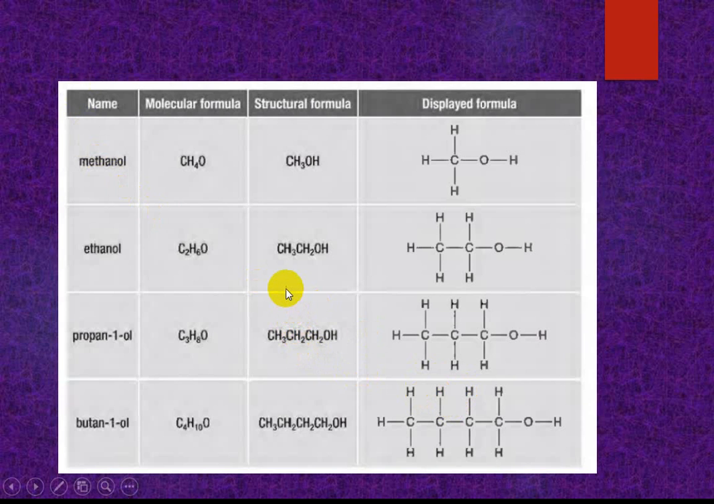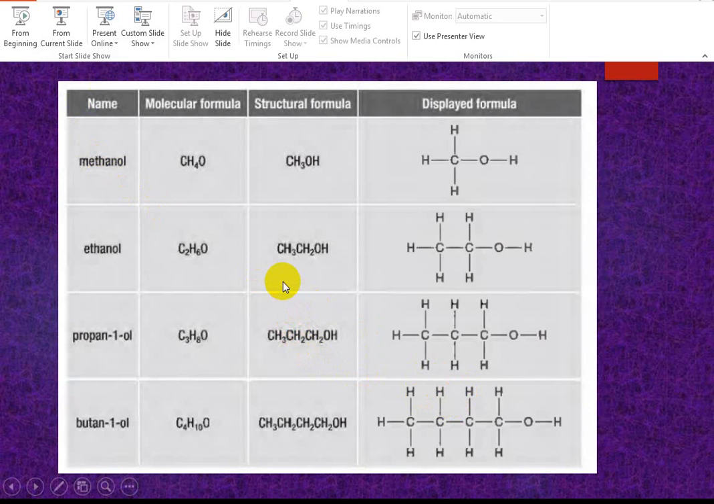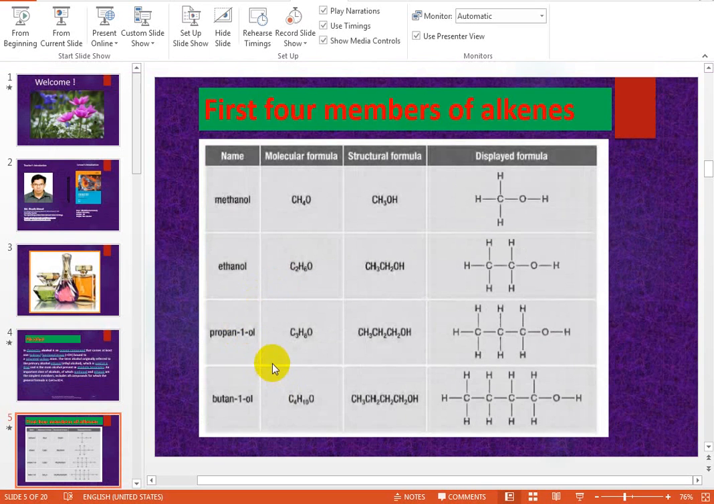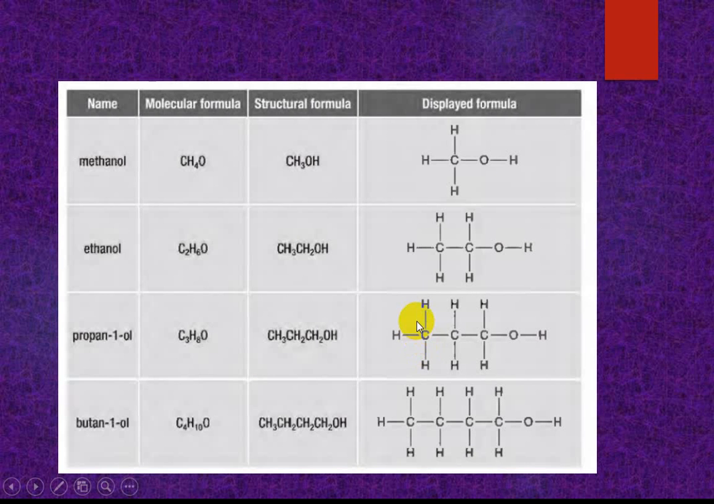Student, you have a class work. Draw the displayed formula of propan-1-ol. Answer the displayed formula and structural formula of the alcohols: propanol, butan-1-ol.